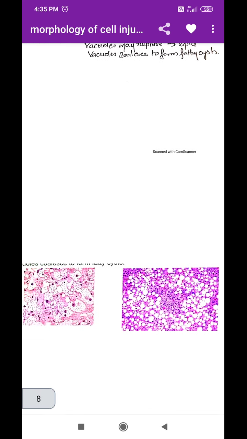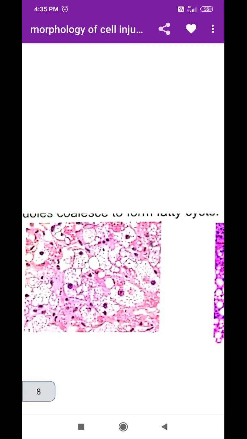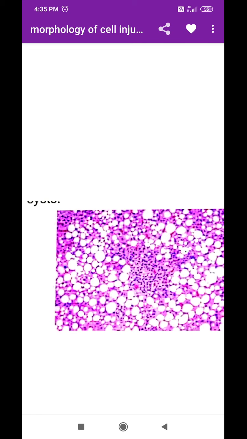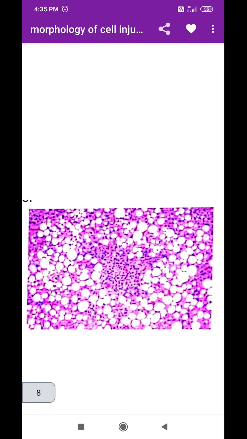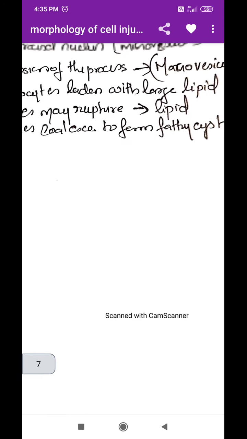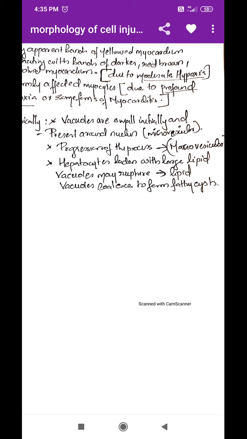Okay, here in this picture you can see the microvesicular type, where the vacuoles are very small. Here is the macrovesicular type, where the vacuoles are very large, very big, and the nucleus is pushed towards the very periphery. Also, hepatocytes laden with large lipid vacuoles may rupture, and the lipid vacuoles coalesce to form a fatty cyst.